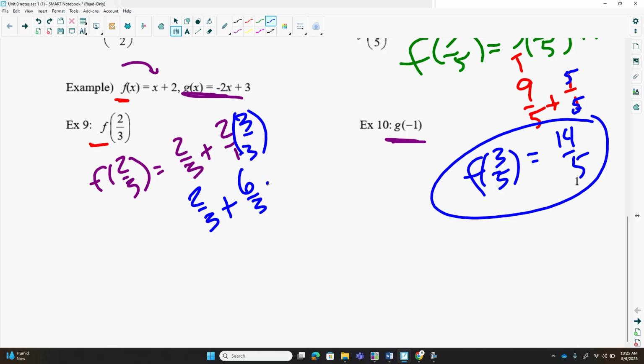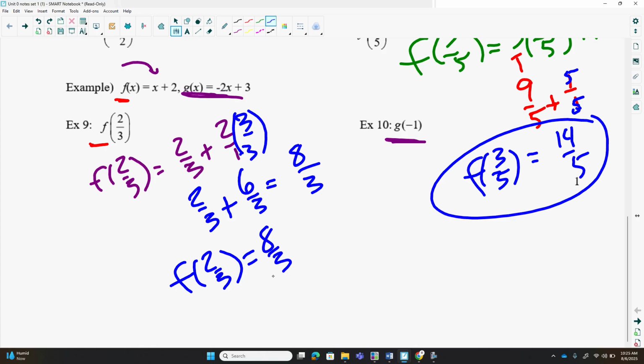All right? Now, the 3 just tells me that I've got them cut into parts of 3. I'm going to add the 2 and the 6 to give me the total number, which is 8. So then f of 2/3 is equal to 8 over 3. Okay?